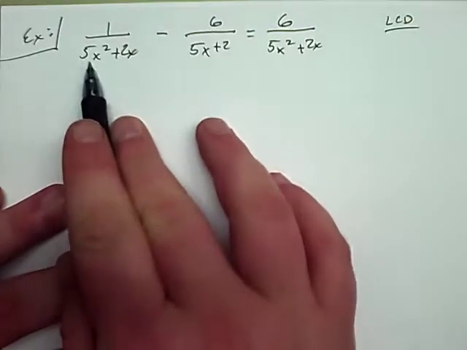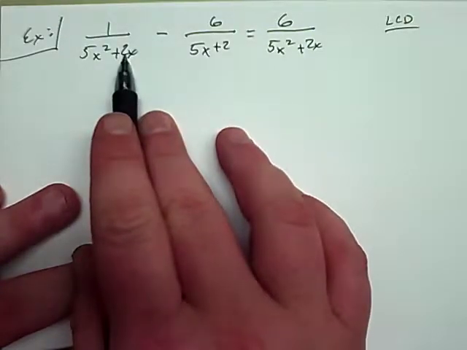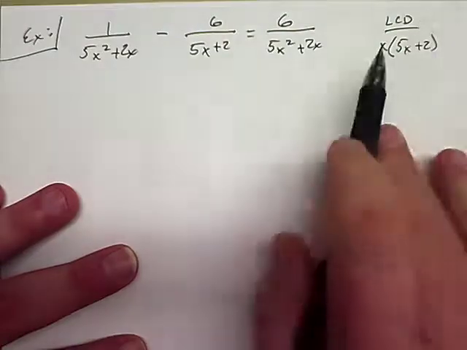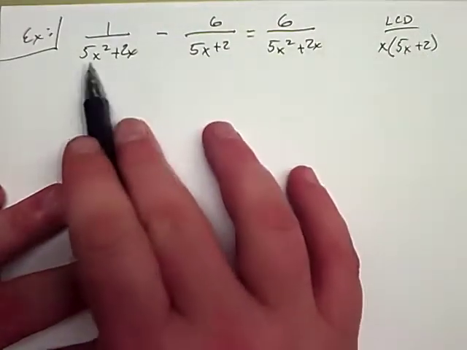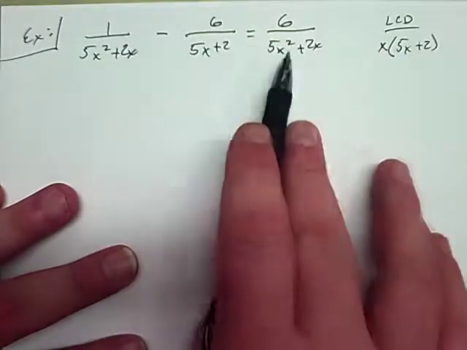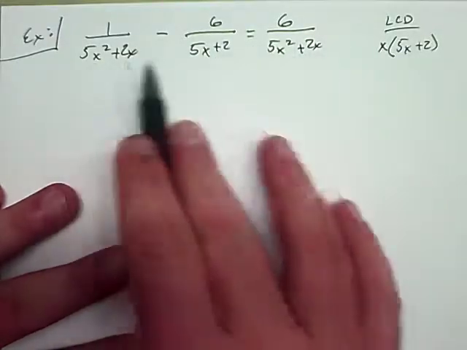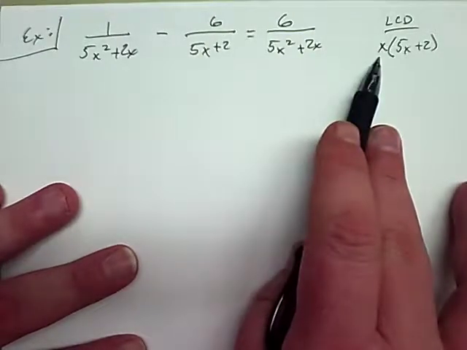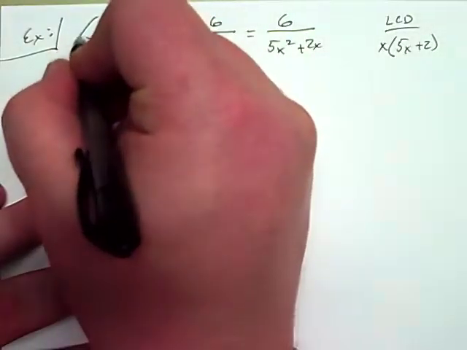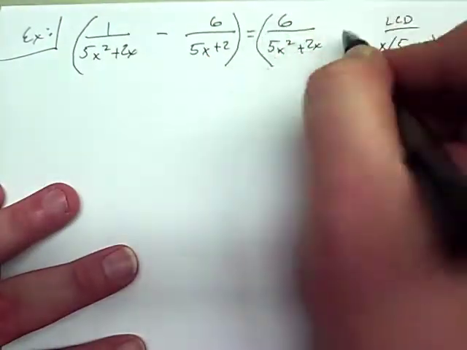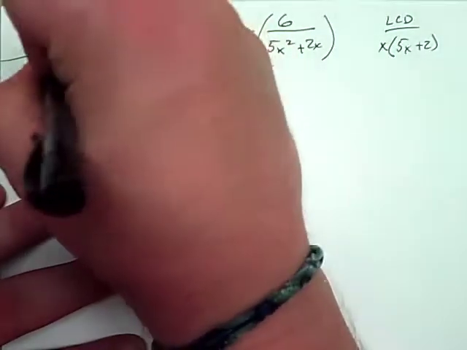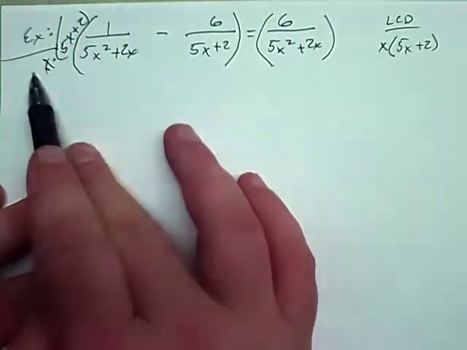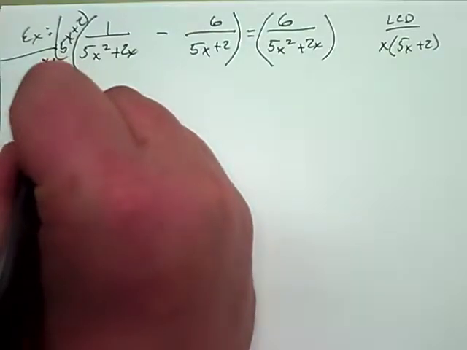If I factor 5x squared plus 2x, 5 and 2 have nothing in common, but they both have an x. So factoring that out, I have x times 5x plus 2. Now I reassess all of these. 5x squared plus 2x is the same as this one, and 5x plus 2 is missing the x. When I distribute my LCD, x times 5x plus 2, the whole thing cancels with the first term, so I'm left with 1.